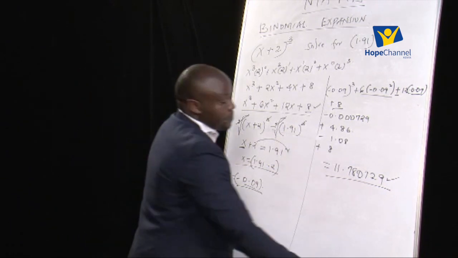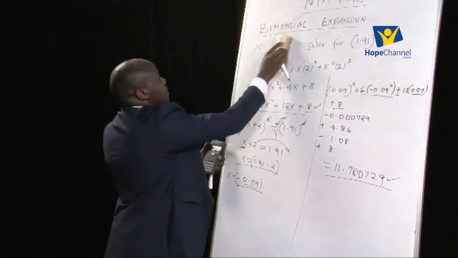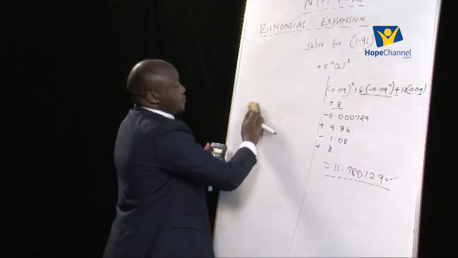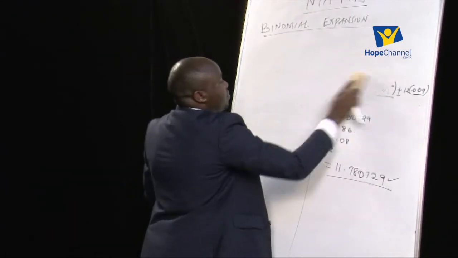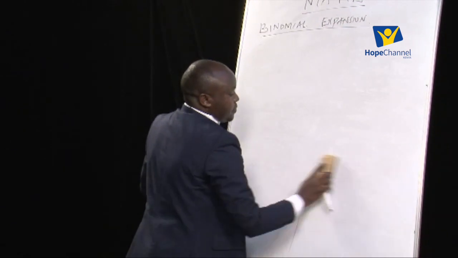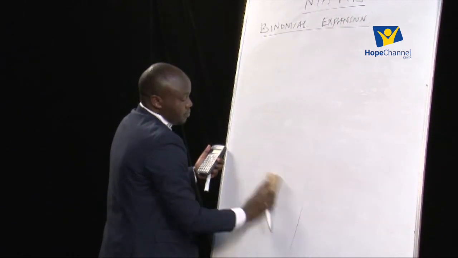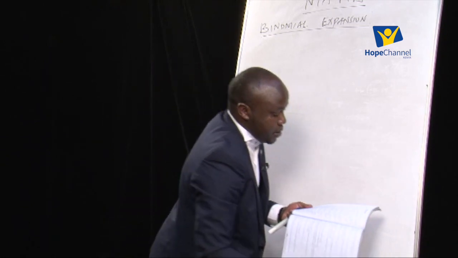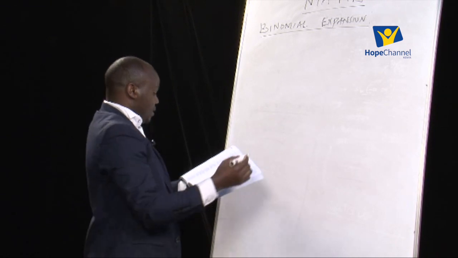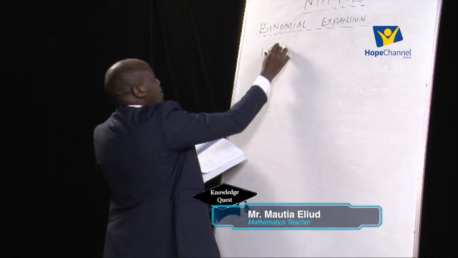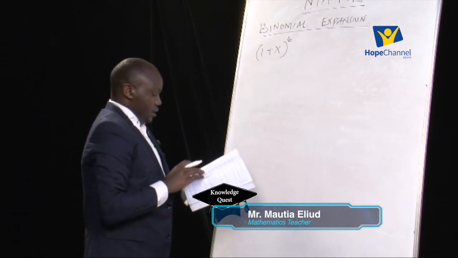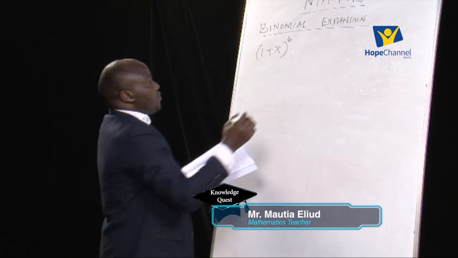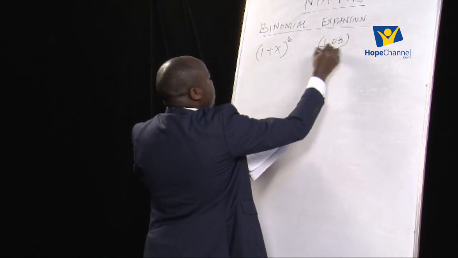Correct. Now, let's try another one, just to make you understand this better. Let me use an example from the book. I have 1 plus x raised to power 6. So we are solving 1 plus x raised to power 6. Then we solve for 1.03 raised to power 6.